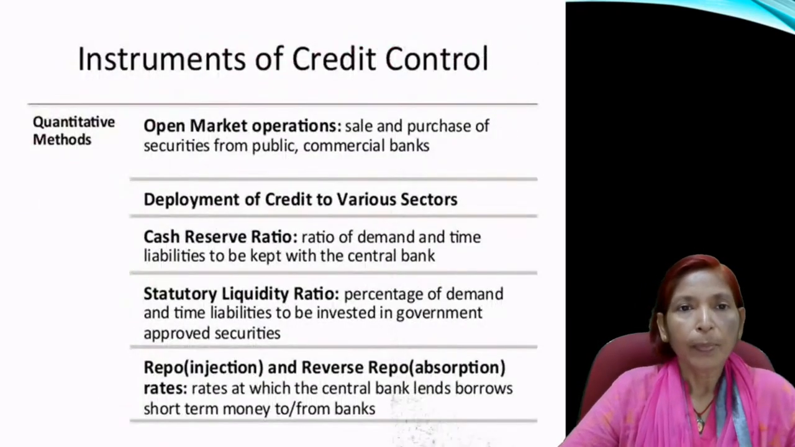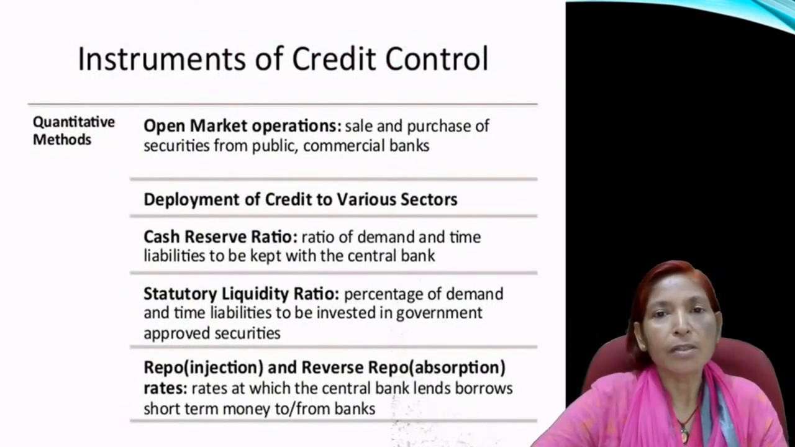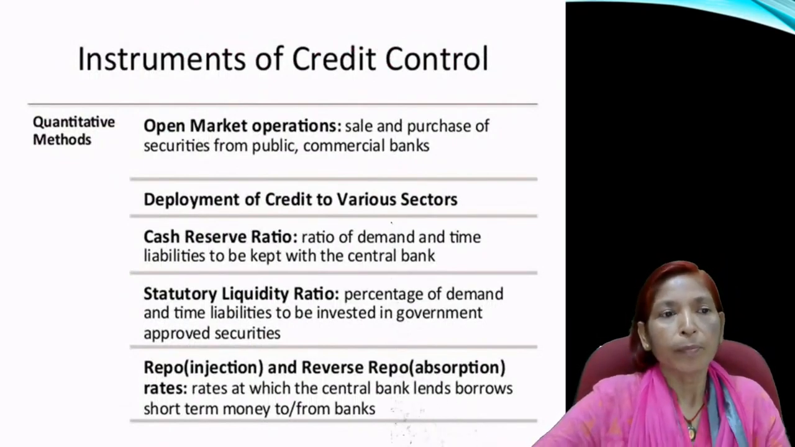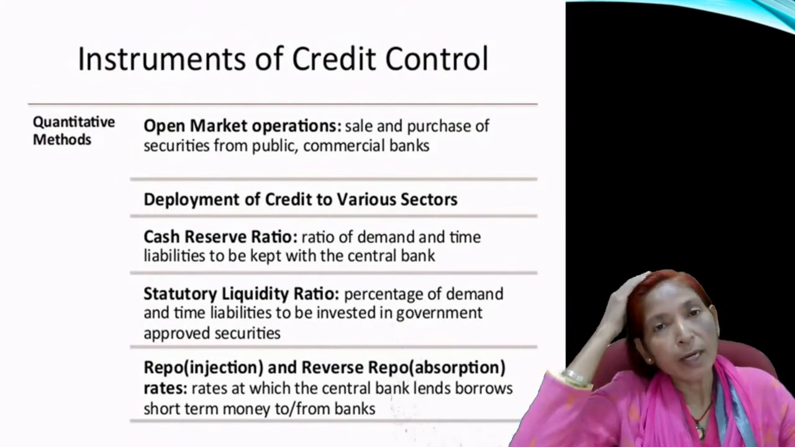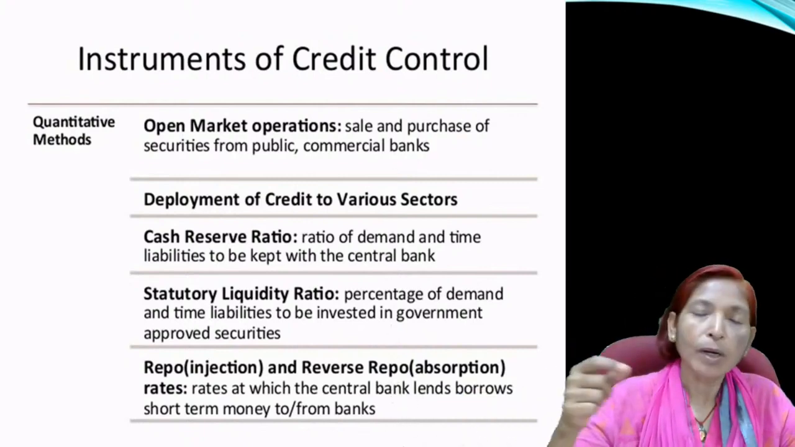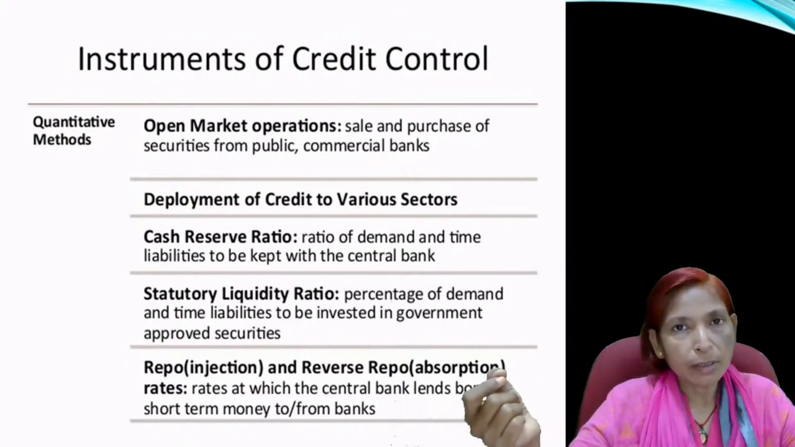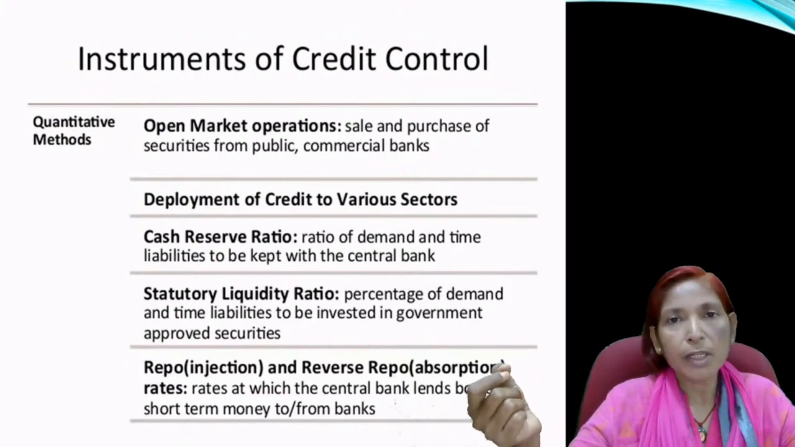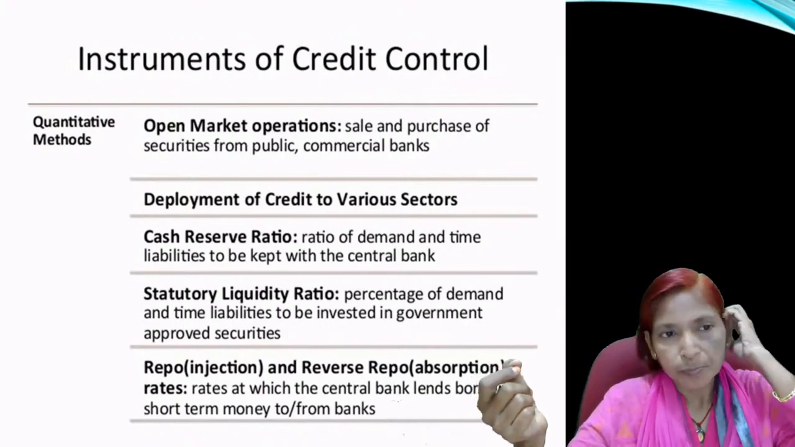Now next is instruments of credit control. What are the various instruments of credit control? You know that there are two types of instruments: one is quantitative and the other is qualitative. In quantitative, we include bank rate, open market operation, CRR, cash reserve ratio, and SLR, statutory liquidity ratio.